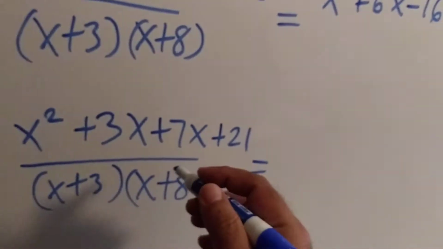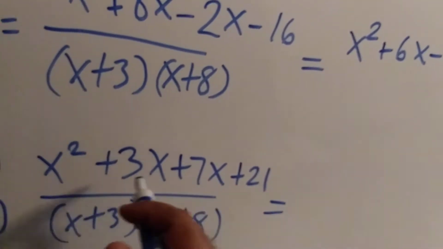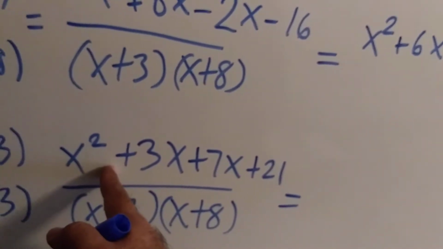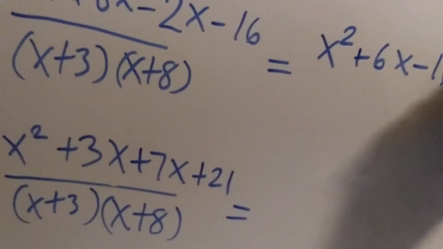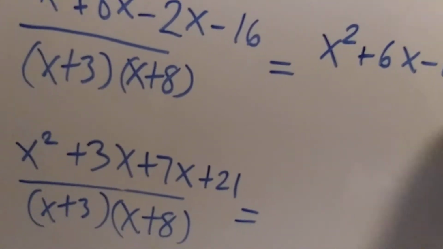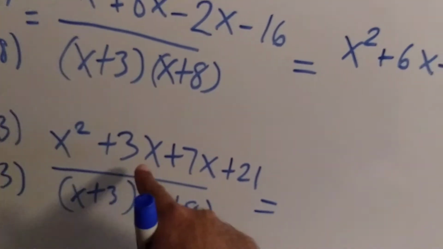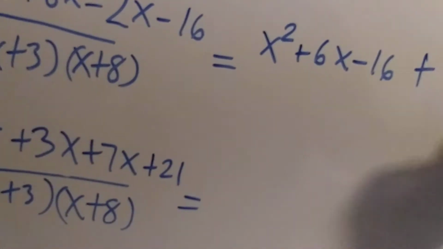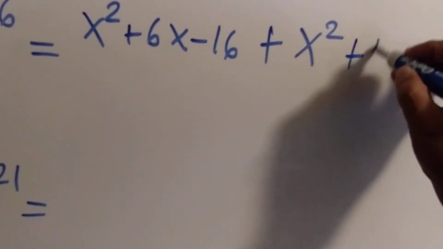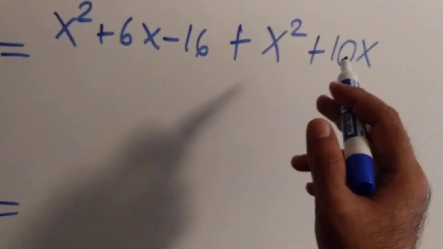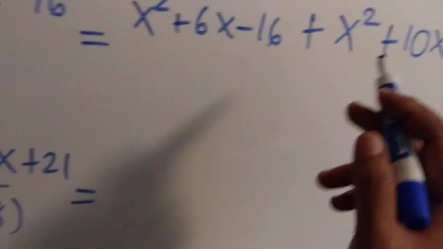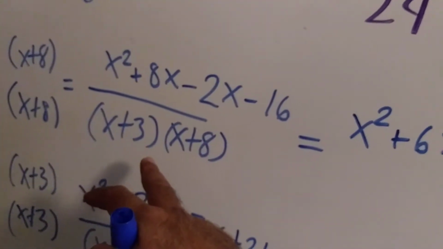And then what I'm going to do, just to make it easy to collect like terms, we're going to just copy the second numerator from the second fraction, and I'm just going to put plus x to the second from here. And then look, 3x plus 7x, I'm going to bring it up here to make it plus 10x. Okay, so this 3x plus 7x, I collected it together and I made it 10x. Okay, and then we have this plus 21, and I'll just bring it up here, plus 21. And again, we have the common denominator of x plus 3 times x plus 8.